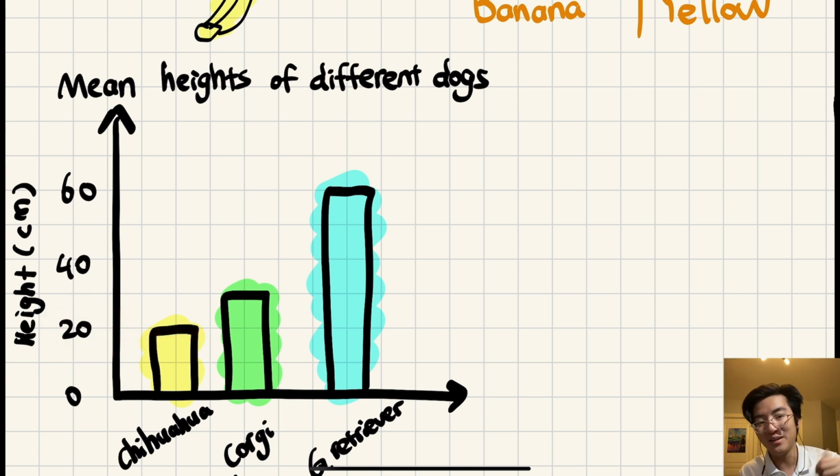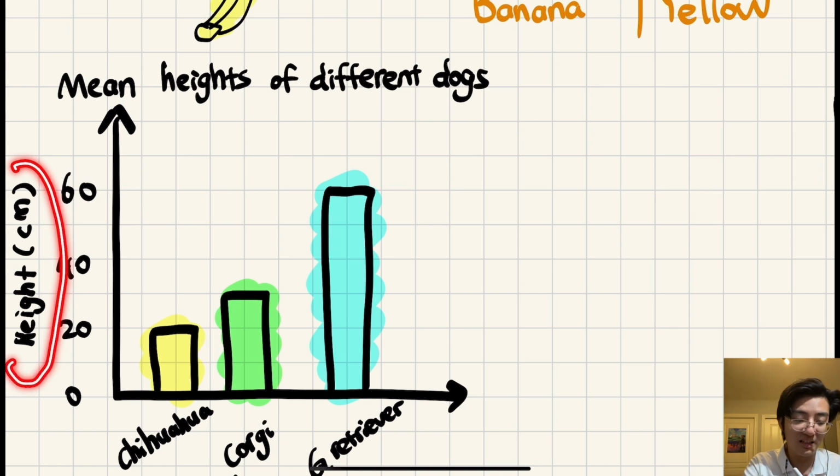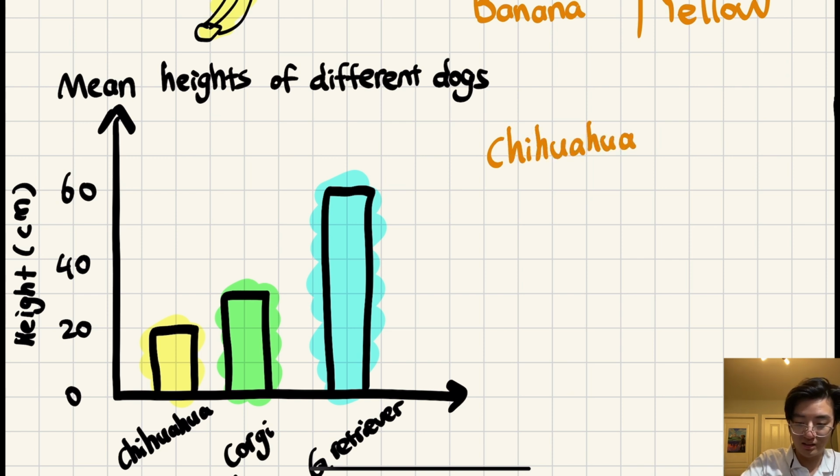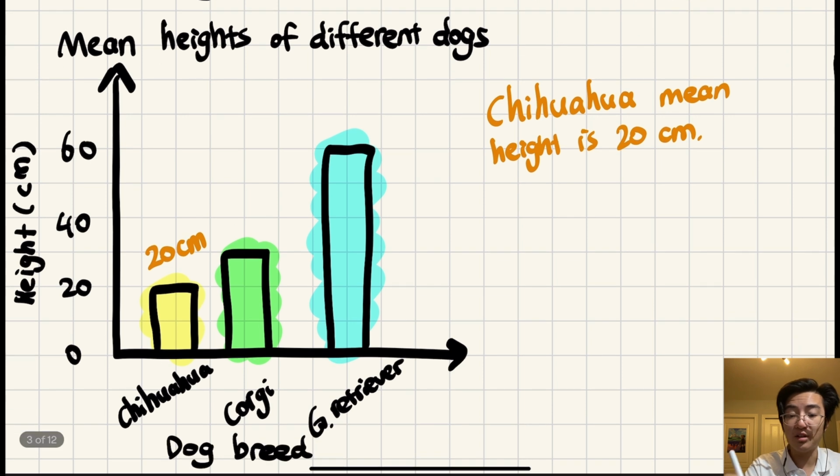It could be anything, right? But we look at the scale, we look at the legend here, and it's telling us it's 20 centimeters. So from this bar graph, we know that Chihuahuas have an average height of 20 centimeters. Right? And with similar logic, we can look at Corgis now.